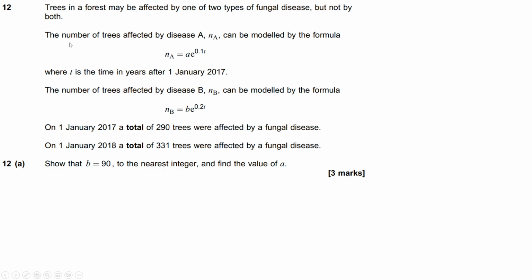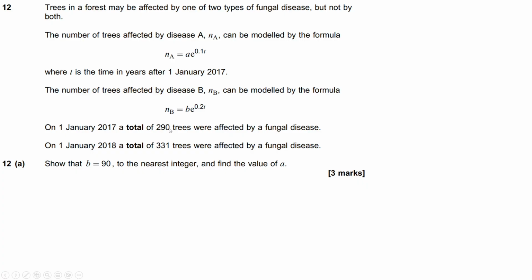We've got trees in a forest, and we've got disease A and disease B, and we've got 2 different formulas for them. Now on January 1st, a total of 290 trees were infected by a fungal disease. Okay, and then in 2018, 331 trees were affected by fungal disease. Careful, this here says total, right? So 290 trees is the number of trees affected.